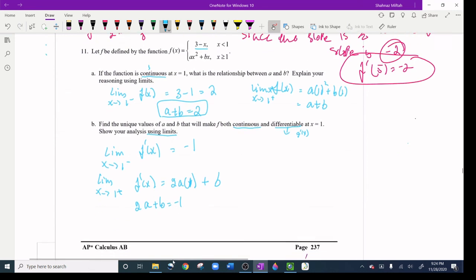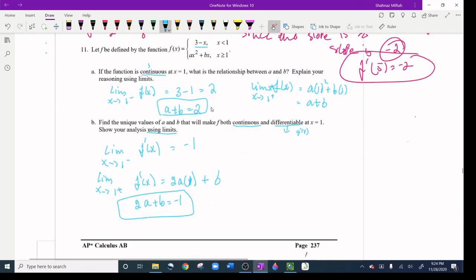So that's my differentiability part here, and that's my continuity, and I'm going to make it a system of equations. So I got a plus b equal 2, and I got 2a plus b equal -1. If I multiply everything by -1 for the top portion, then I can cancel out the b's. So I got -a minus b equal -2. They cancel out, and I'm left with a equal -3. Once I get one of the variables, I just have to plug it into any one of those and I will get my b.